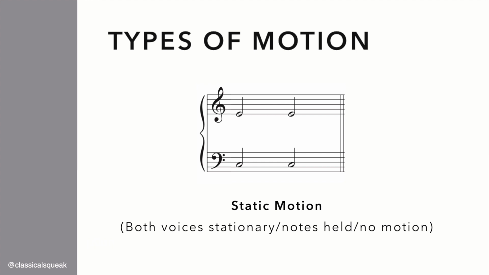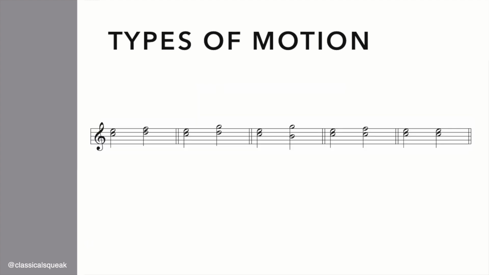Static motion. Both voices remain stationary. Notes are held, so there is no motion. Here are the types of motion again, but with all of the examples on the same staff.